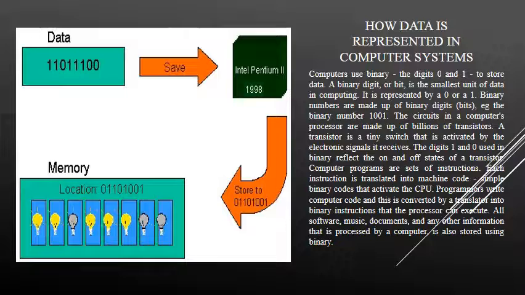Other than binary, there is also decimal with powers of 10, octal which has powers of 8, and hexadecimal with powers of 16. There are also 3 types of translators: compilers, interpreters, and assemblers.